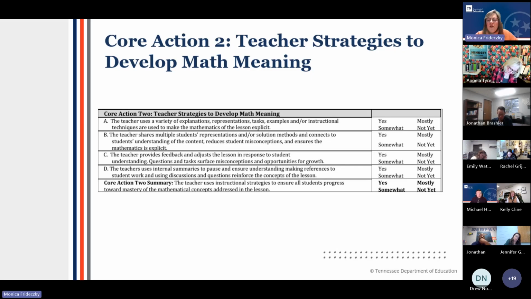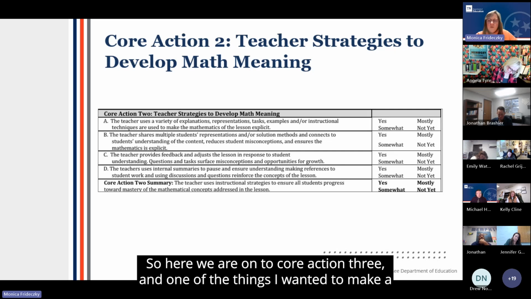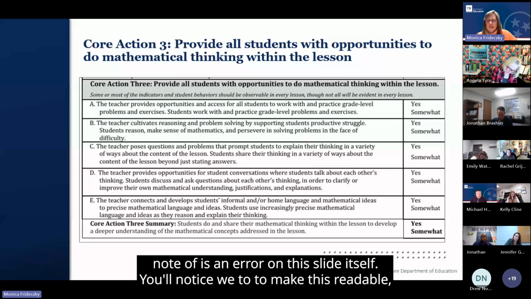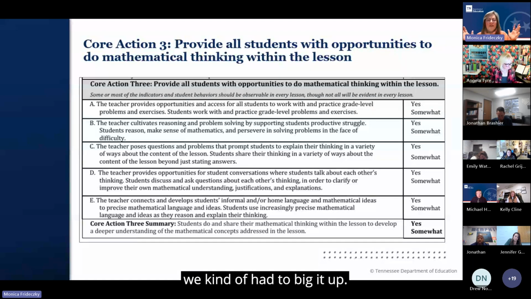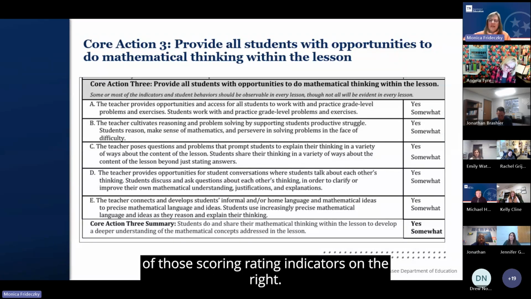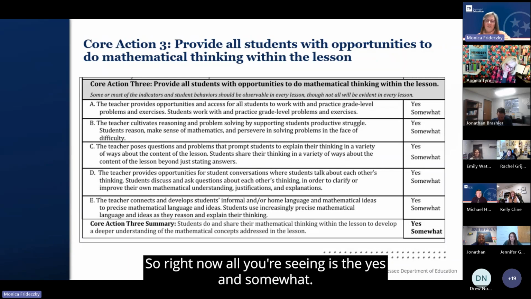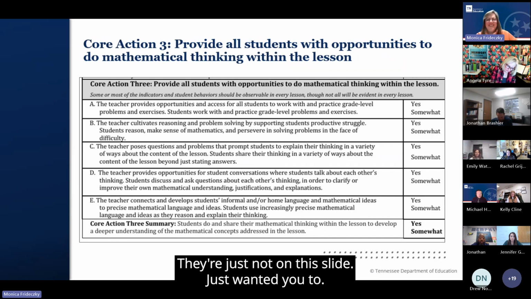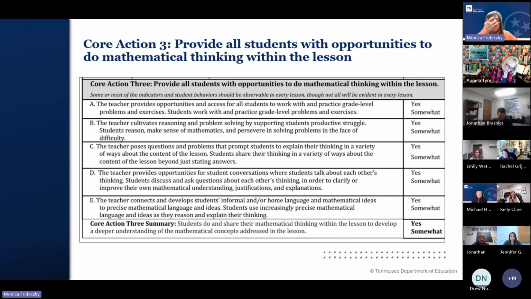So here we are on to core action 3. One of the things I wanted to make note of is an error on this slide itself. To make this readable, we had to make it bigger so that you can read the text, and that made us lose some of those rating indicators on the right. So right now, all you're seeing is the yes and somewhat. You're not actually seeing the mostly and not yet, but they are still there. They're just not on this slide. Just wanted you to know that.